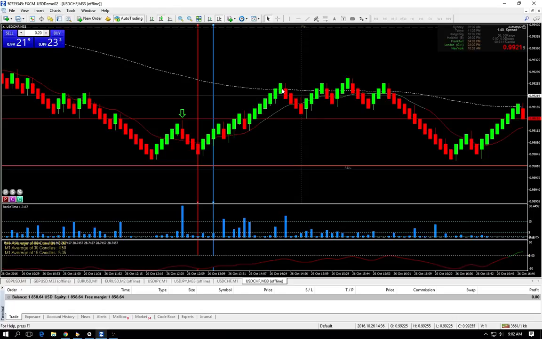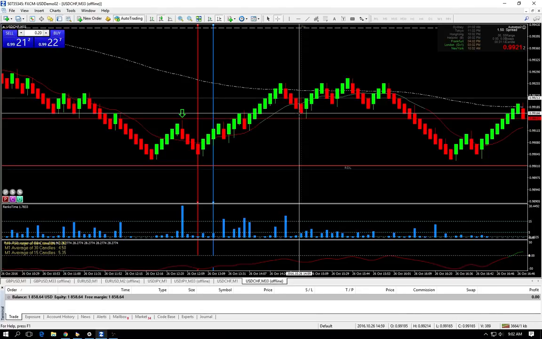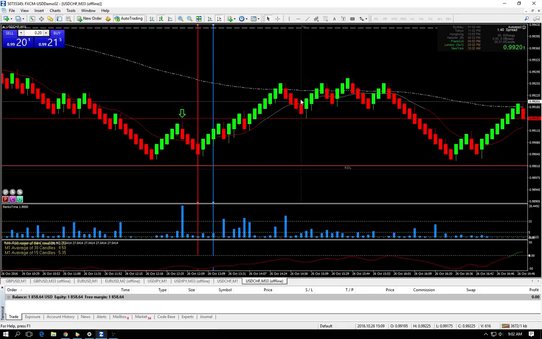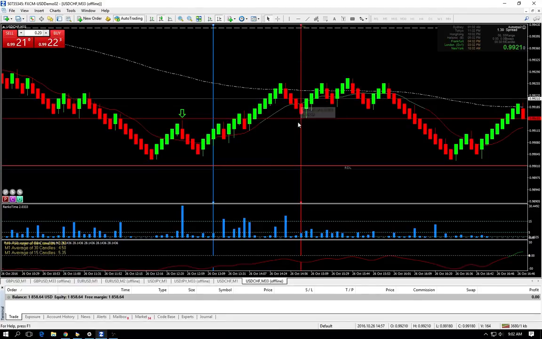Now, if we were watching, we could have taken an entry here, and let's see if we would have got stopped out. 9.3, and yes, we would have gotten stopped out here. So let's move along. Let's say we took entry here. We would have got stopped out here.